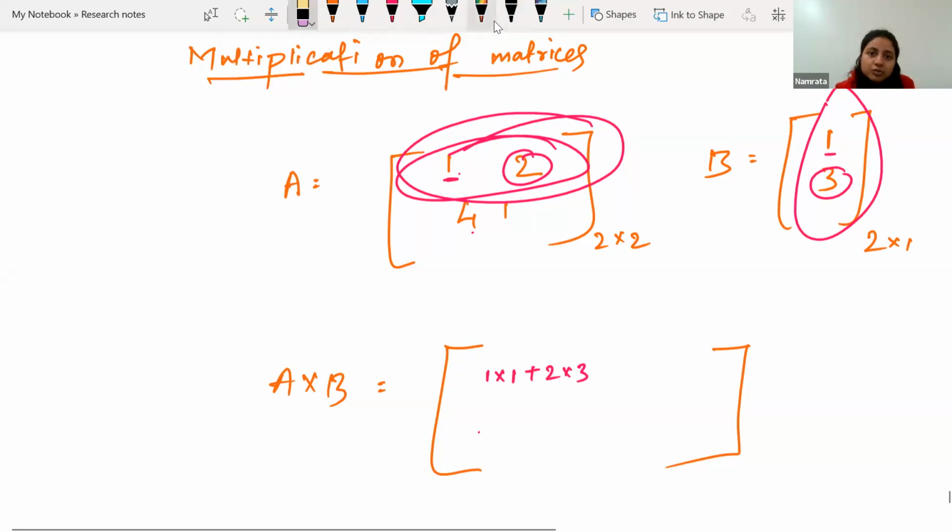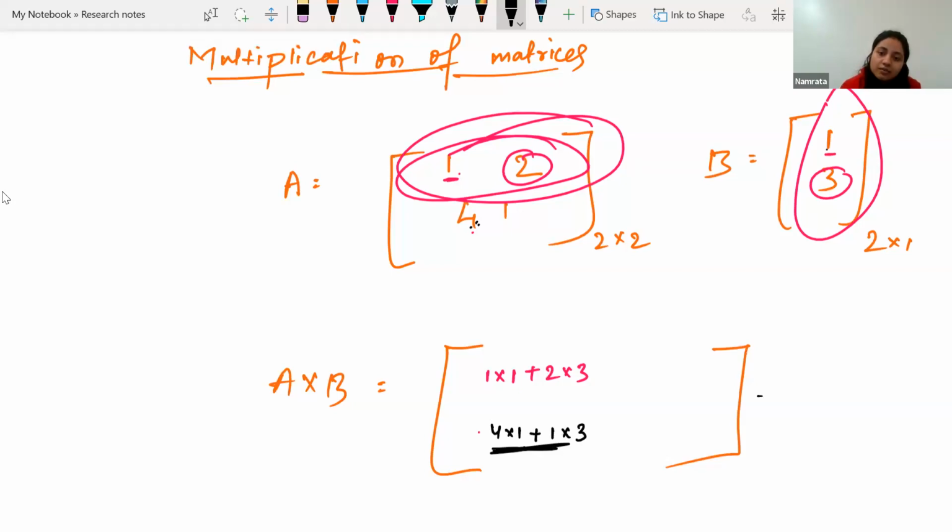Now we have to go to the second row. When we move to the second row, we will get the element in this blank. So second row, first element, with the same column, we have to do the multiplication. So 4 into 1 plus 1 into 3. Only these two elements will be there. So 1 into 1 is 1 plus 3 into 2 is 6, so 1 plus 6 will be 7. 4 into 1 will be 4 and 3 into 1 will be 3. So 7. This is the multiplication between A and B.